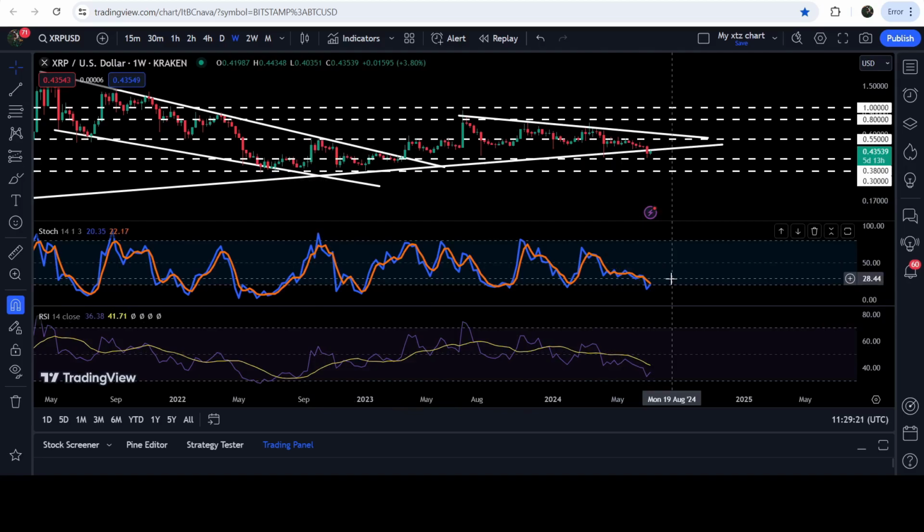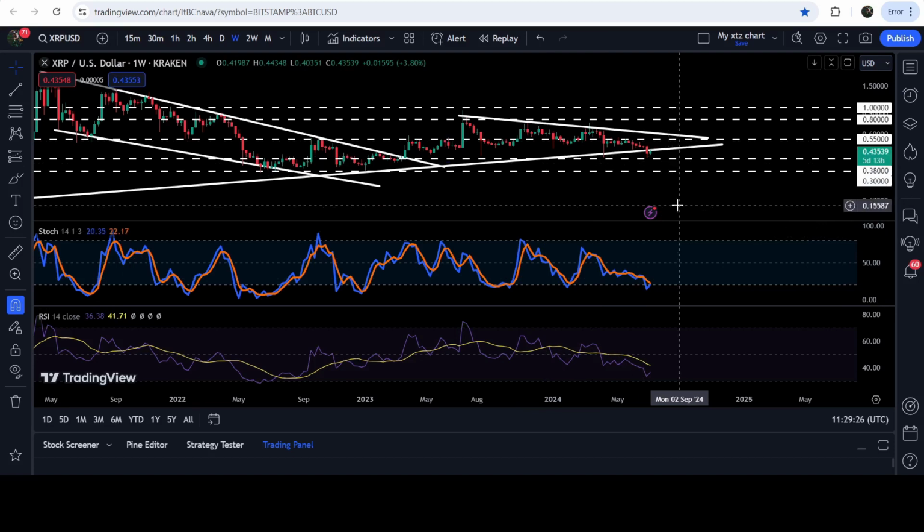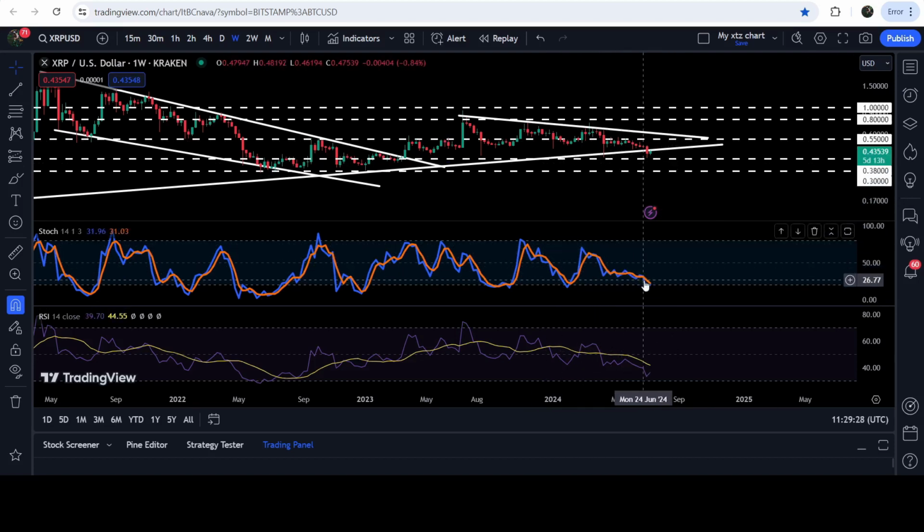And in today's video, we will see whether there is any possibility that this time the price line will start any correction move after the stochastic has entered the oversold zone.